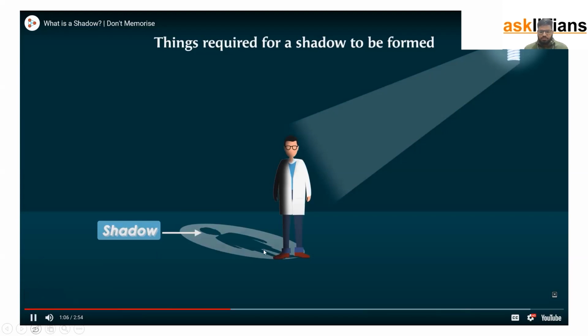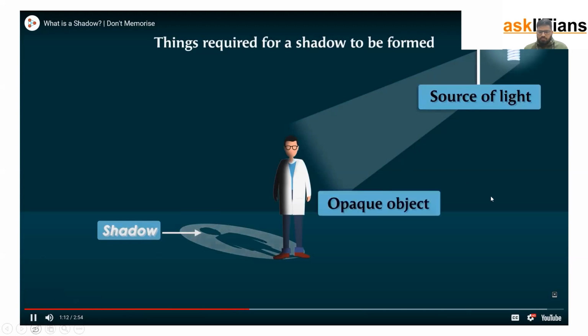Two things are obvious. First, a source of light, which is in front of the body. And second, an opaque object. Here, the human body is the opaque object. Can you identify any other thing we may need for a shadow? Maybe not. So he is asking for the third thing which is required for the shadow to be formed.